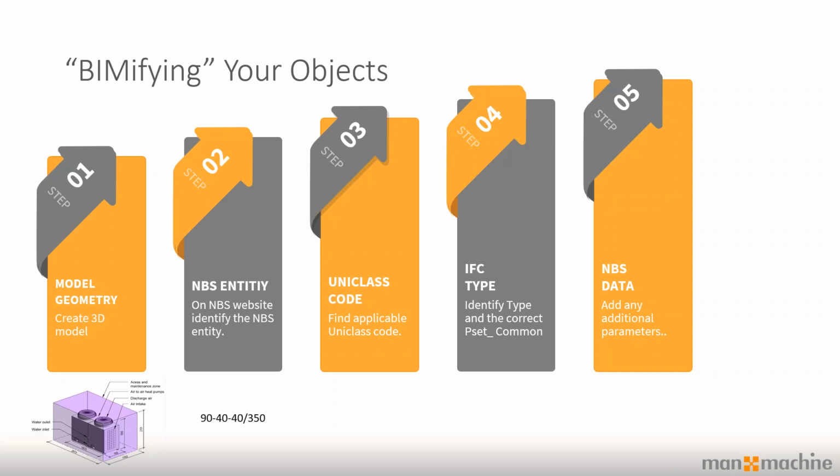We then identify what it is by the different standards that we are needing to use in the UK. So we go onto the MBS website, and then we specify what entity that product has under MBS. For example, this particular unit that we have here is a 90-40-40-350. We're basically classifying it to the MBS object standards.